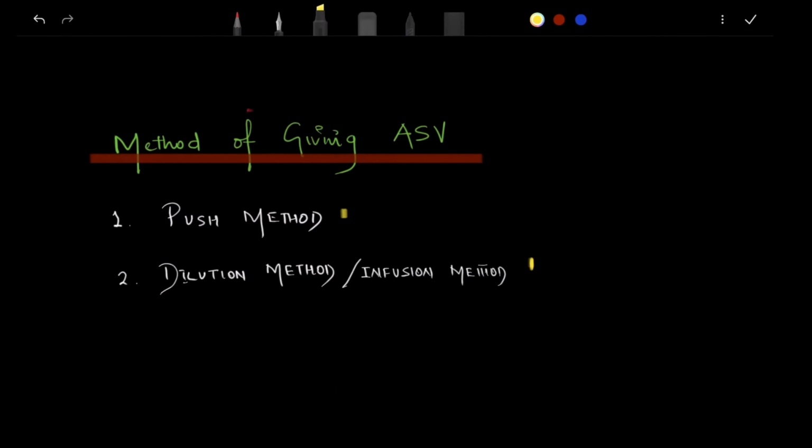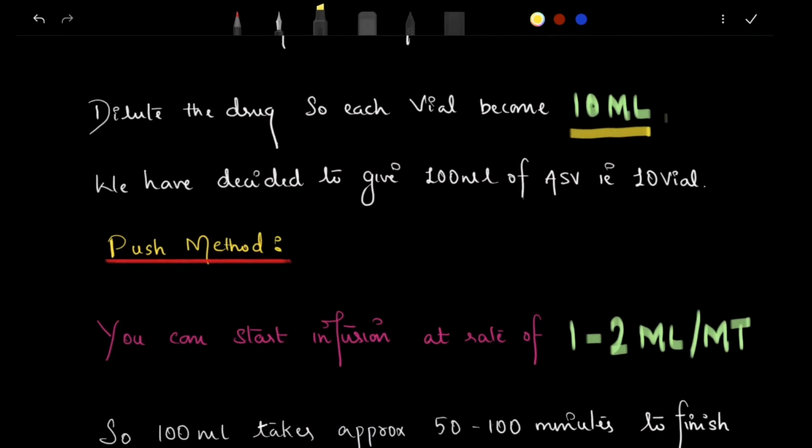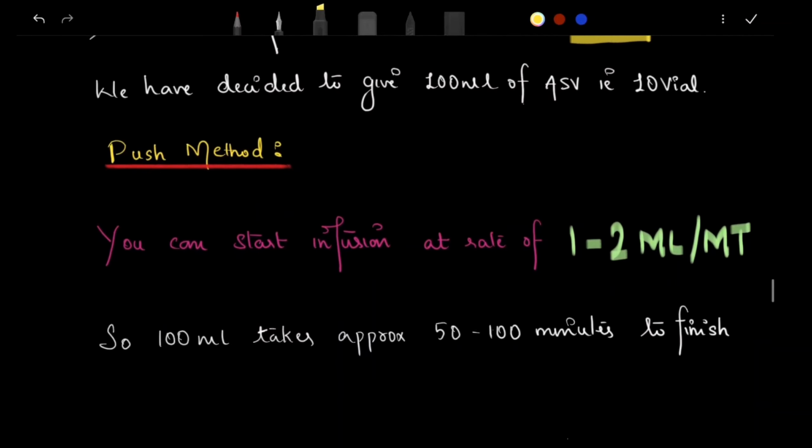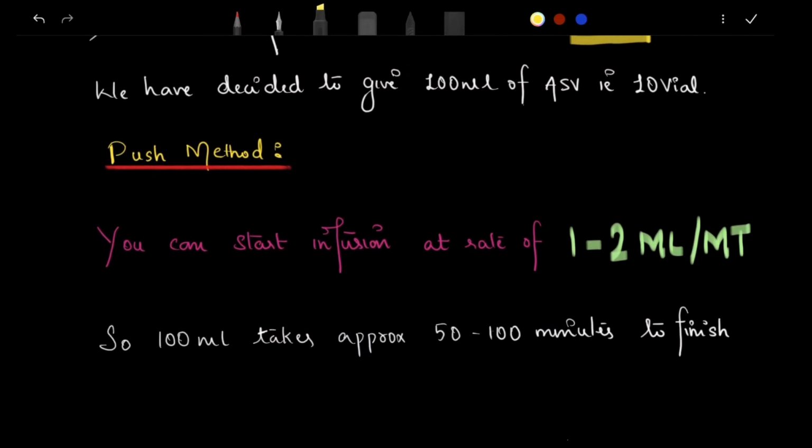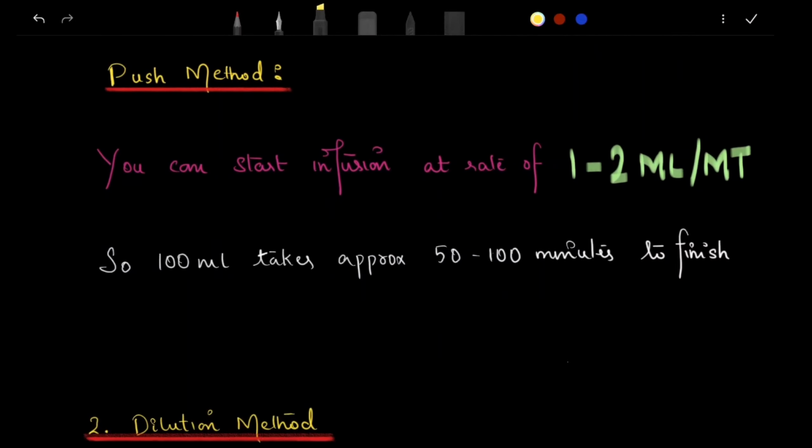Okay, we have decided to give 100 ml, that is 10 vials. In the push method, you start infusion at the rate of 1 to 2 ml per minute. That is, in 1 minute, we give 1 to 2 ml of anti-snake venom. So to give 100 ml, it takes around 50 to 100 minutes to finish the complete infusion of the ASV. Okay.